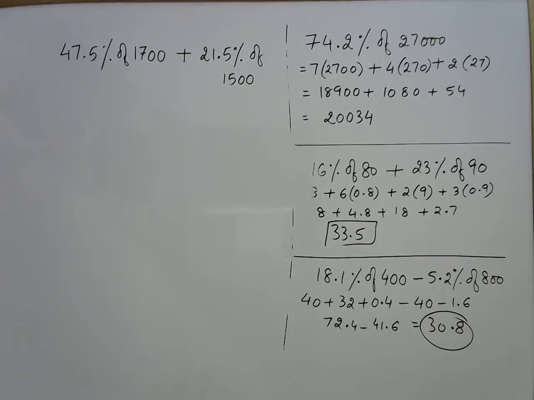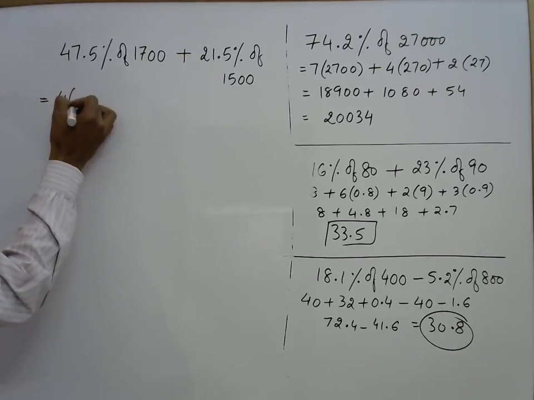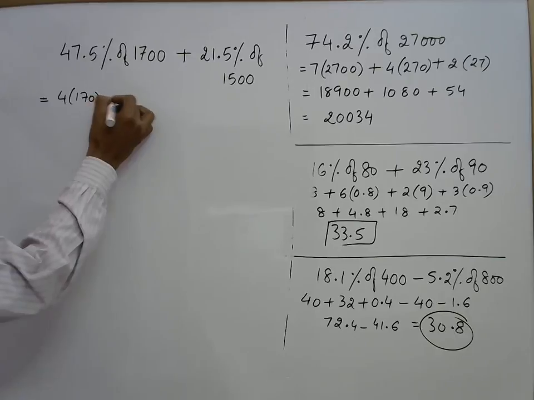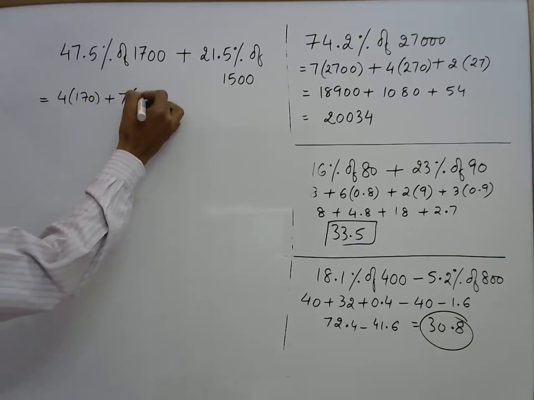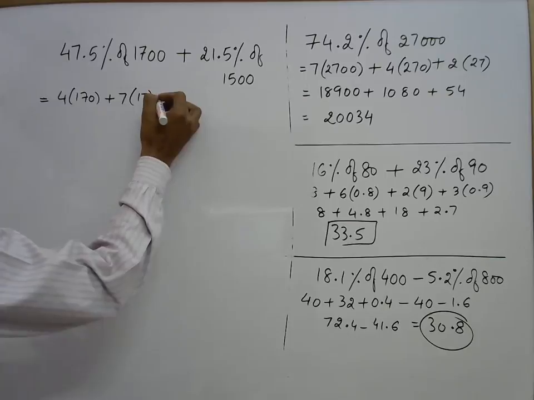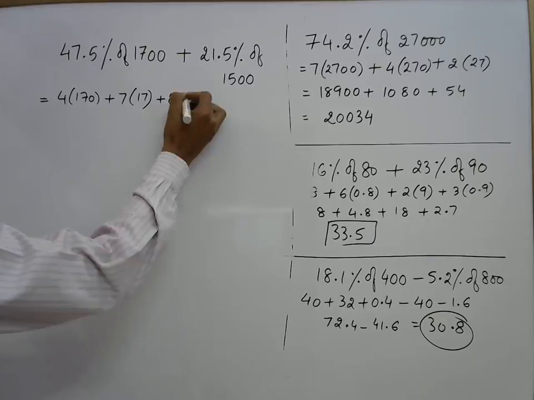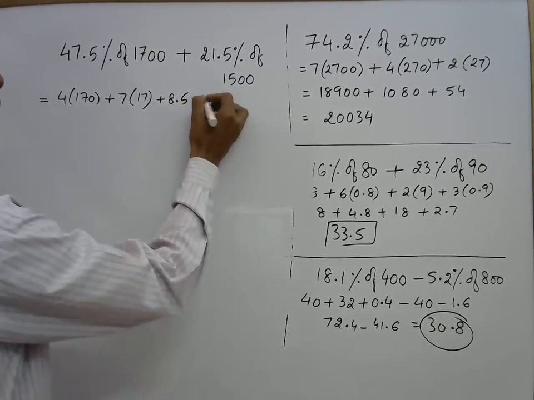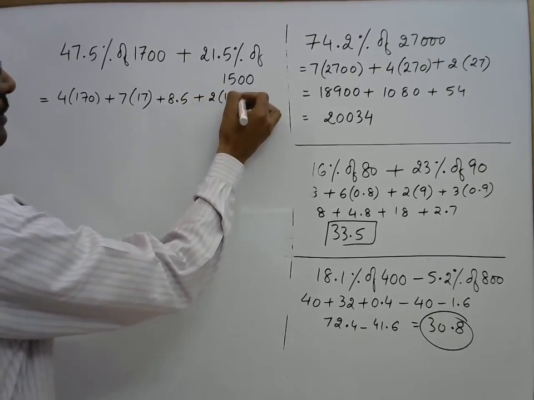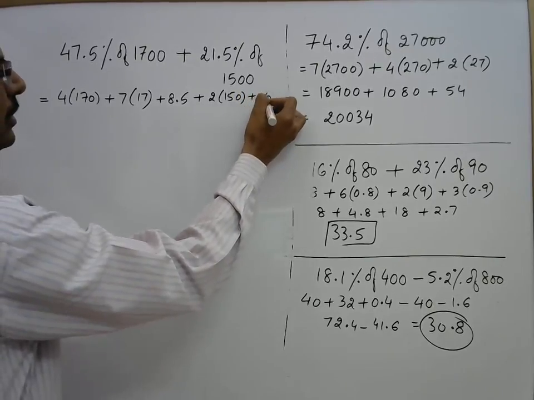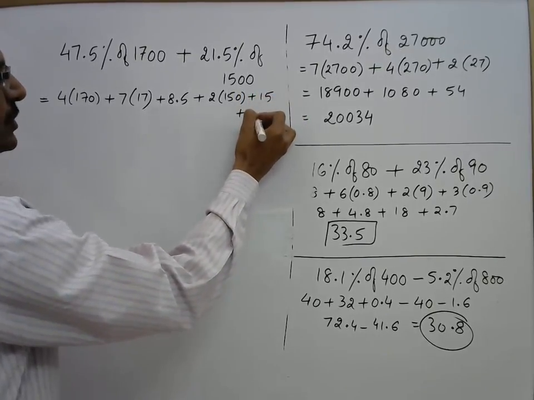0.5%, that is half of 1%. So that is a hint for you. 0.5% is half of 1%. So I'll help you out on the board. 4 into 10%, 10% is 170. 7 into 1%, 1% is 17. If 1% is 17, then 0.5% is 8.5. 2 into 10%, 10% is 150, plus 1% is 15. And 0.5% is half of this, so 7.5.